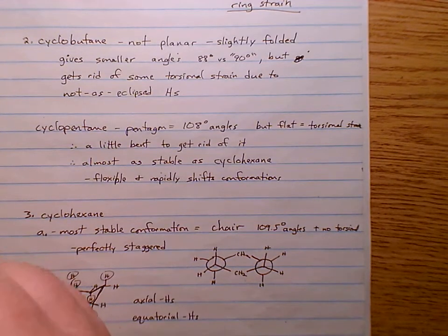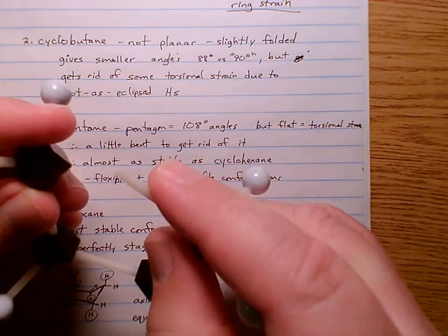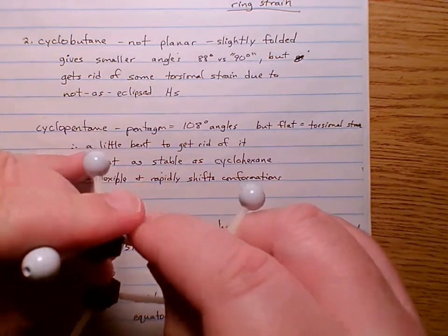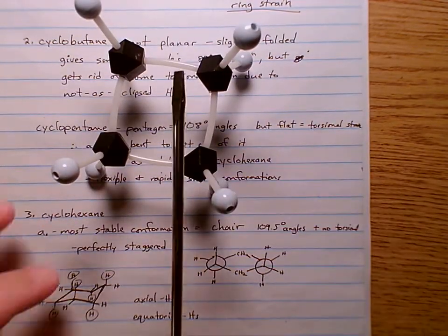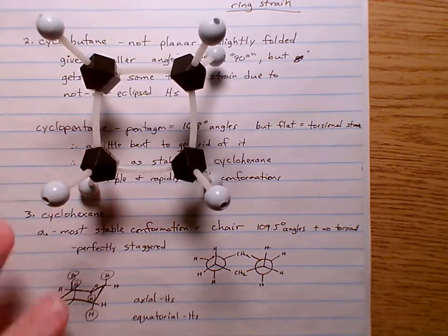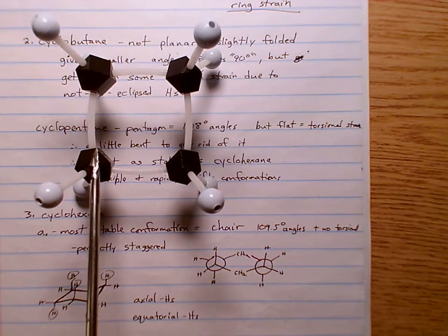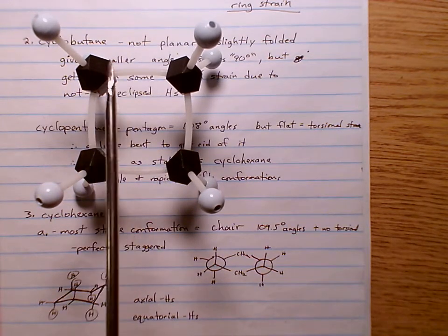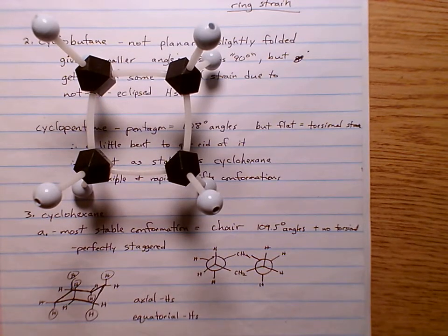Cyclobutane. Now I'll try to make it with my models. And we'll put a bond here between these carbons. And note, it's not happy. Here's my cyclobutane. Note you can see some bending in these bonds because instead of 109.5, I'm forcing these angles to be 90 degrees, which they don't want to be. So we've got angle strain because we have 90 degree angles instead of 109.5.